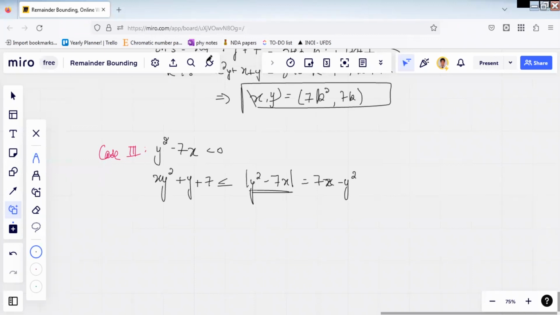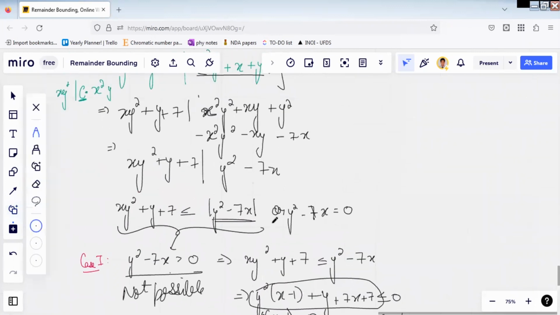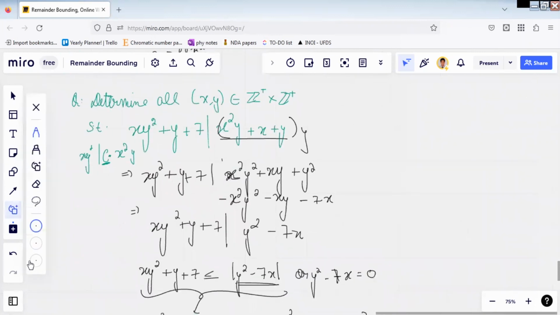Okay, so is the problem overall clear? I'll just write the solutions which you get from here, by the way: 11, 1 and 49, 1. So you have three solutions. One is 7k square, 7k, and the other two are these two. Okay, so is the problem clear to everyone? How do you motivate this step? This is the main part of the problem.